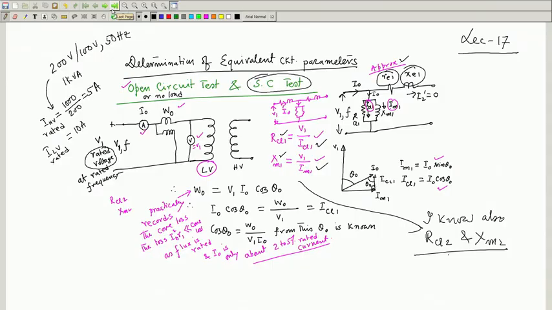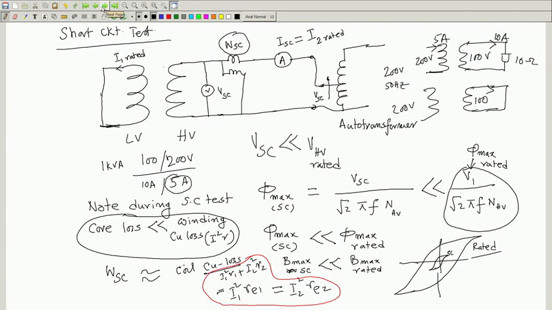Of course, I have not told you why it should be done from the LV side; that I will discuss today. And then if you carry out the short circuit test, better carry it out from the HV side, the reason we will discuss. But if it is carried out from the HV side, then the parameters you will get are RE2 and XE2, and the calculations are pretty simple.